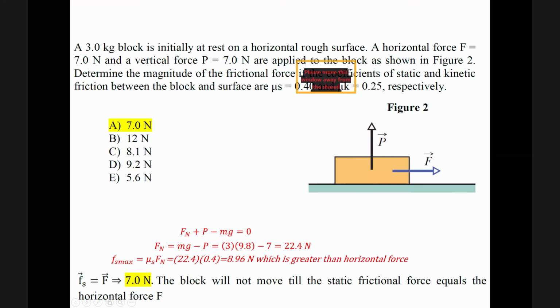Because this question came in the exam many times, people always find it difficult to solve. Let's understand it first. A 3 kilogram block, this is the mass of this orange block. This is an old exam question. It is initially at rest. Here is the big challenge: he doesn't tell you if it's sliding or not. He said initially at rest, sitting, on a horizontal rough surface, which means there is friction. A horizontal force of 7 newtons. This is 7 newtons.